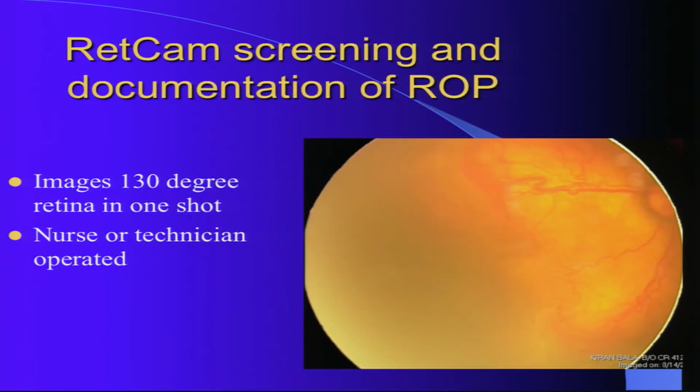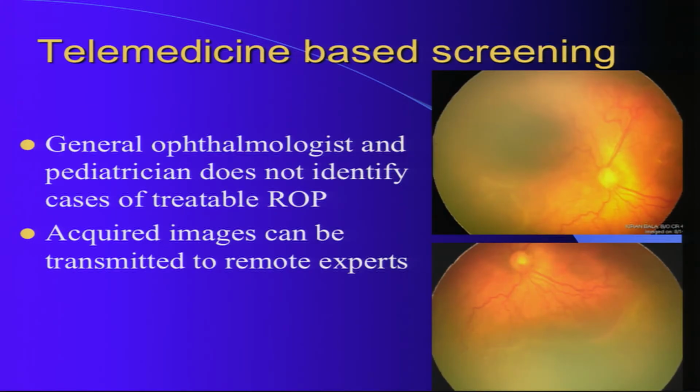And I've already talked about that we image almost 130 degrees. So the general ophthalmologist and pediatrician do not identify cases of treatable ROP. We are having a challenge at this time. We don't have ophthalmologists, they don't even know indirect ophthalmoscopy, they don't screen. So if we have a cheaper camera, these images perhaps can be taken by the nurse there and sent to an expert, and that is what perhaps is required, especially from the SNCUs which are opening in every district of the country.